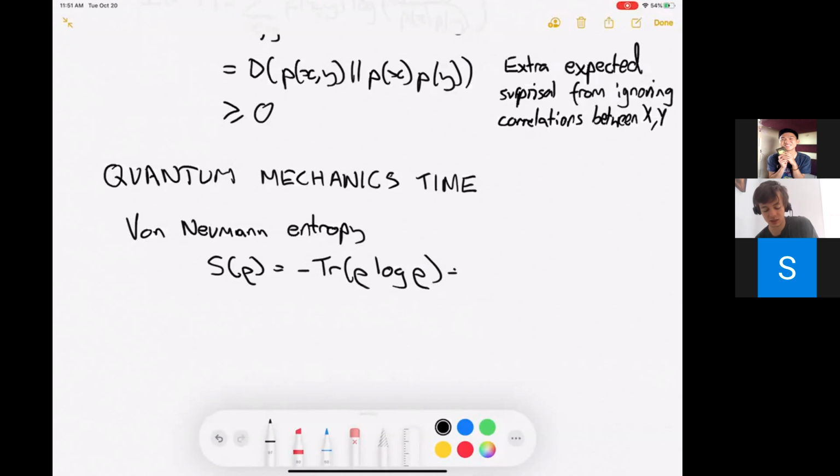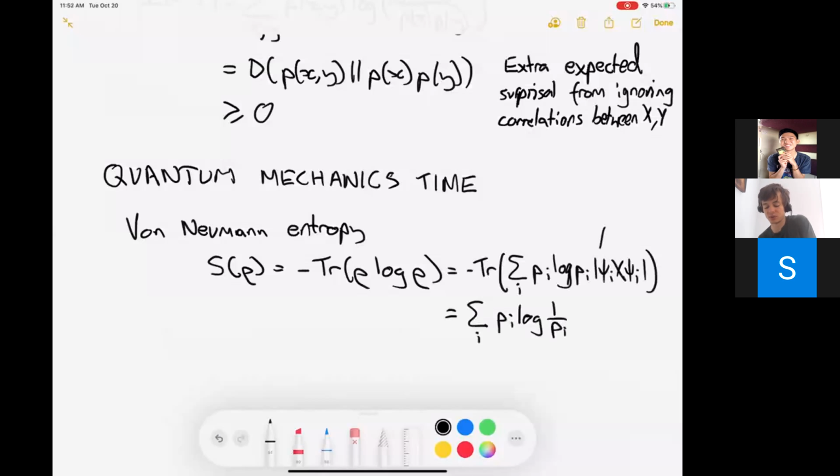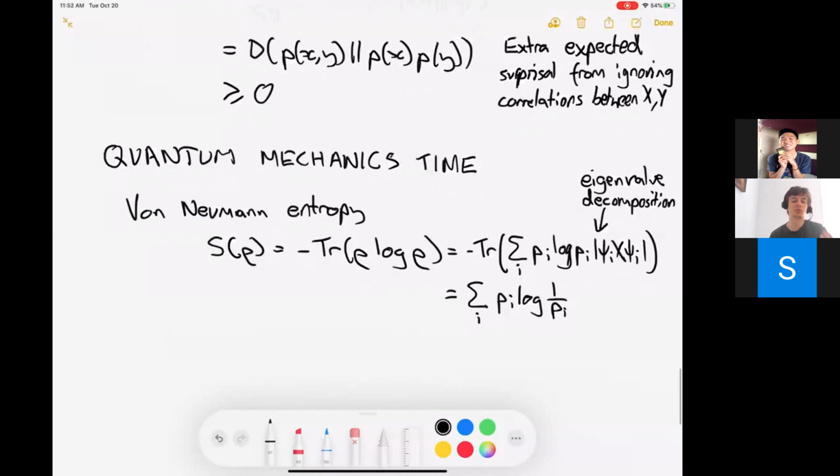So in this case, this is equal to minus the trace of the sum over i of p_i, that's from the rho, times log p_i times the eigenvector psi_i, and of course this is just equal to the sum over i of p_i log 1 over p_i, assuming this is the eigenvalue decomposition here, not just some random ensemble. So you just look at the eigenvalue decomposition of rho, treat that as a classical probability distribution, and take its Shannon entropy. But this has a nice compact form, just minus the trace of rho log rho.